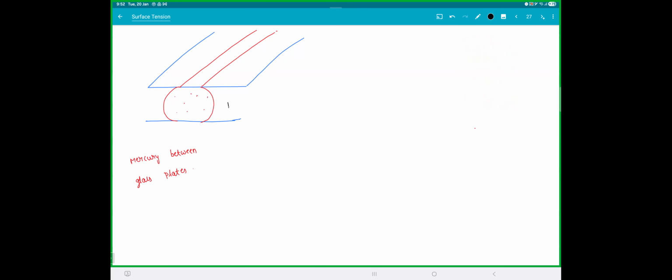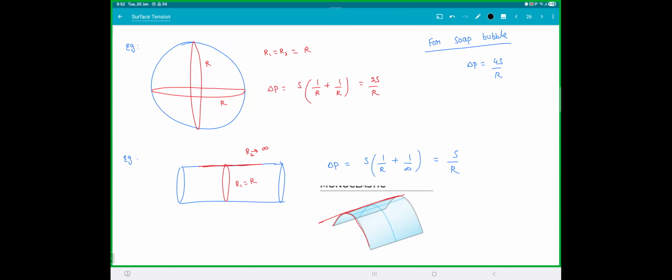So here the pressure is P naught. Now see, this side is concave, inside is convex. If I take this thing as 2R, then the pressure here will be P naught plus S by R, where this is the formula.